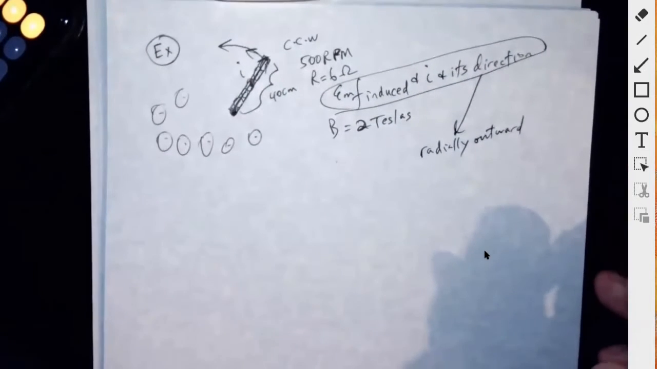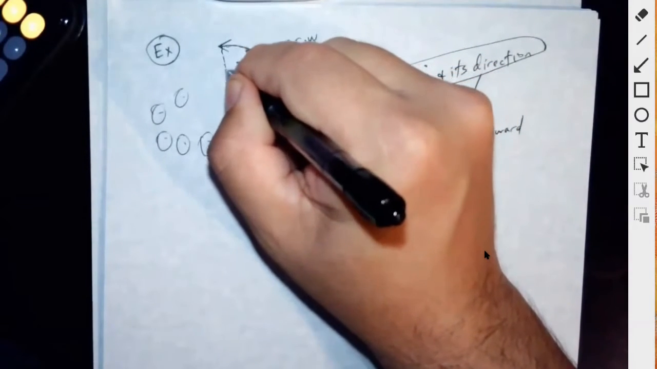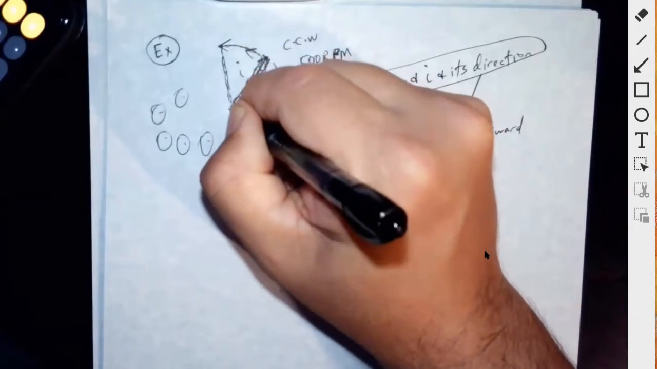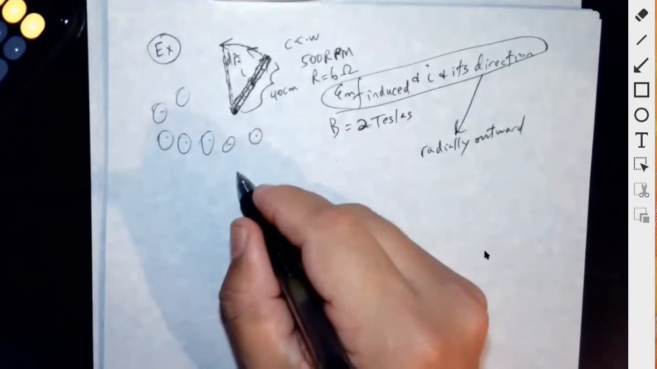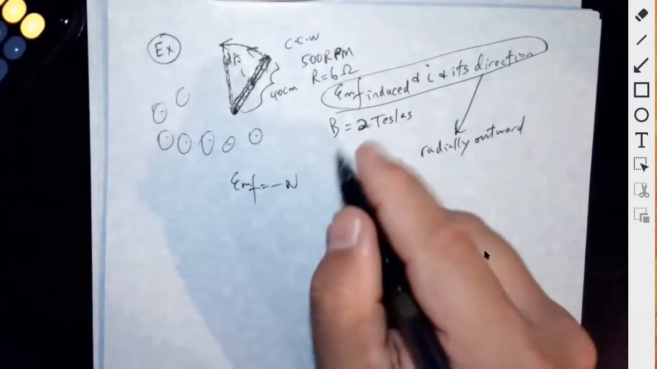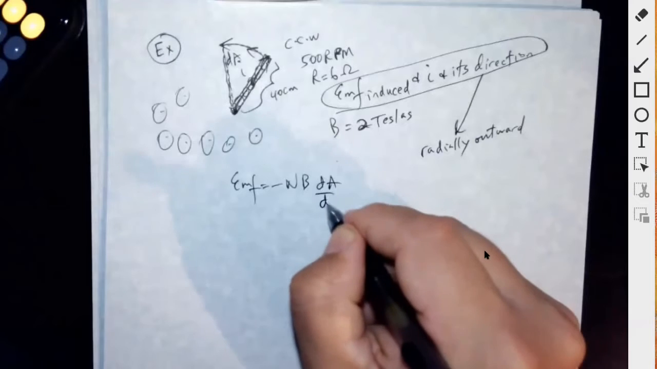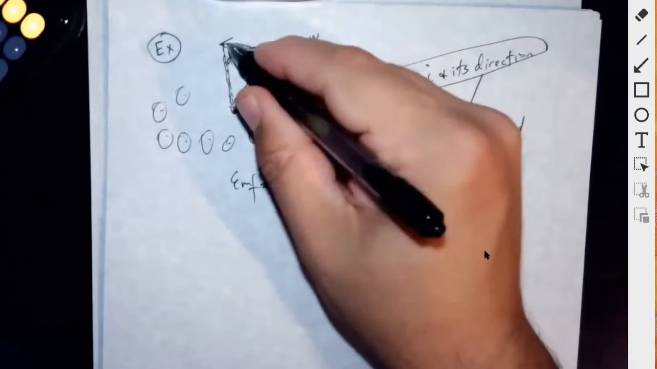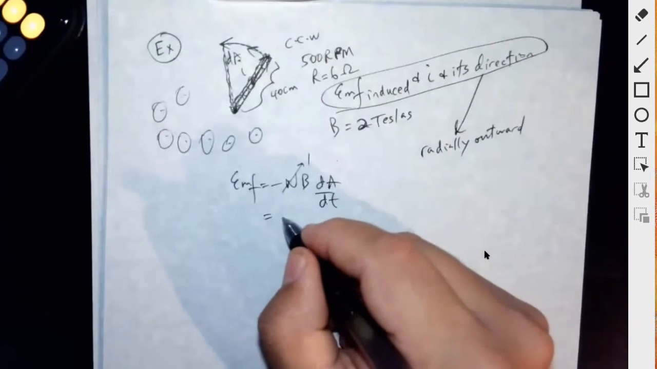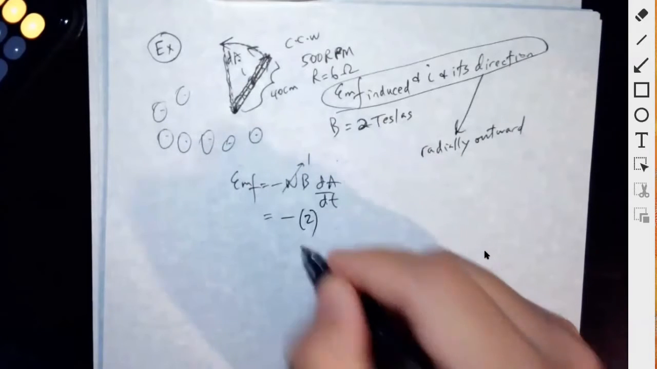Okay, to do the magnitude of the EMF and the current, you can visualize a little area here, dA. So the EMF created is negative N B dA/dt. The number of loops is just one, because it's just one loop here. And then B is out of the board, so it's positive 2.